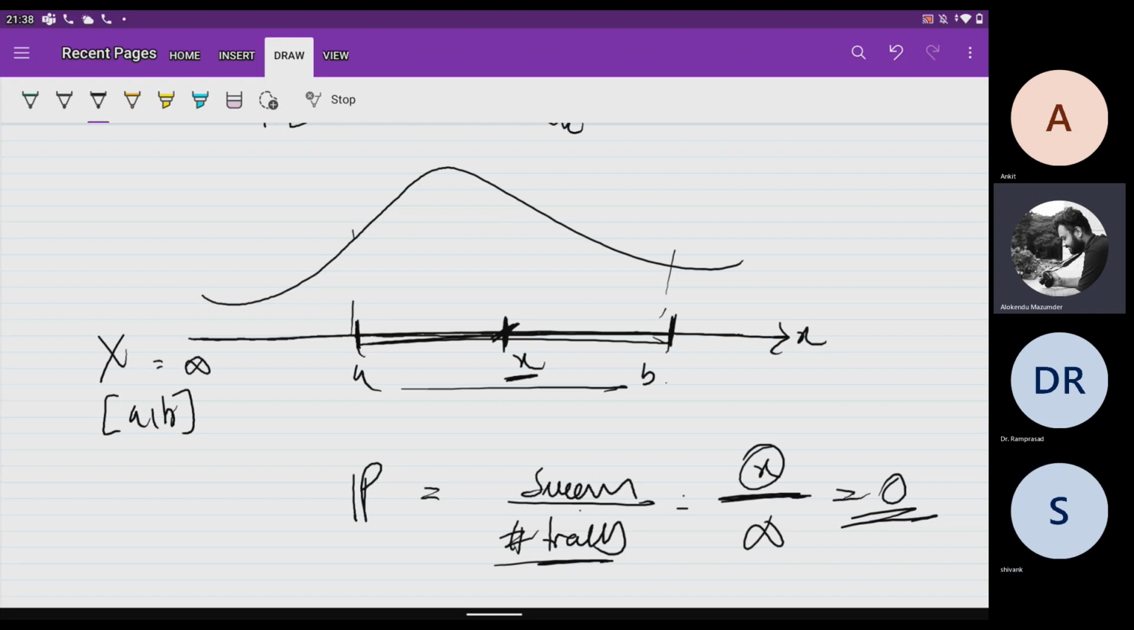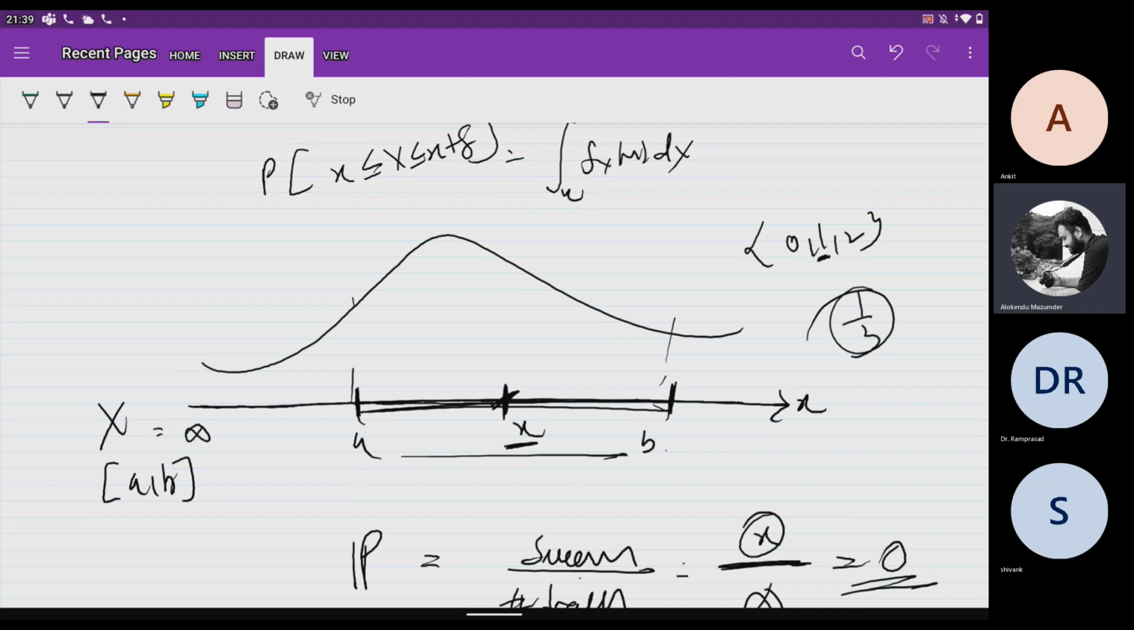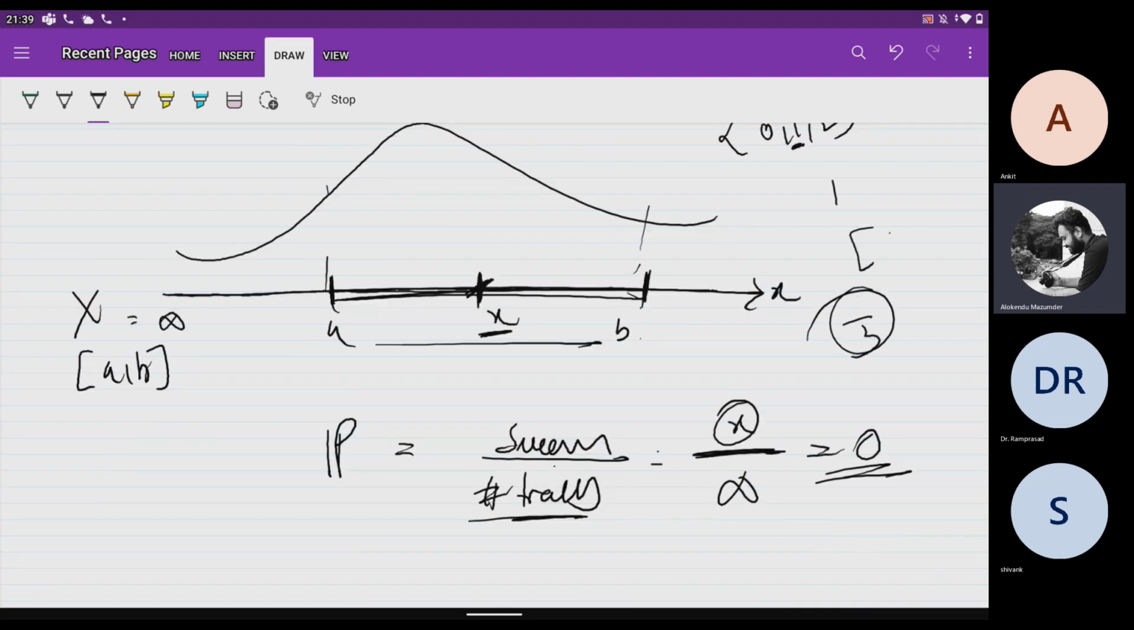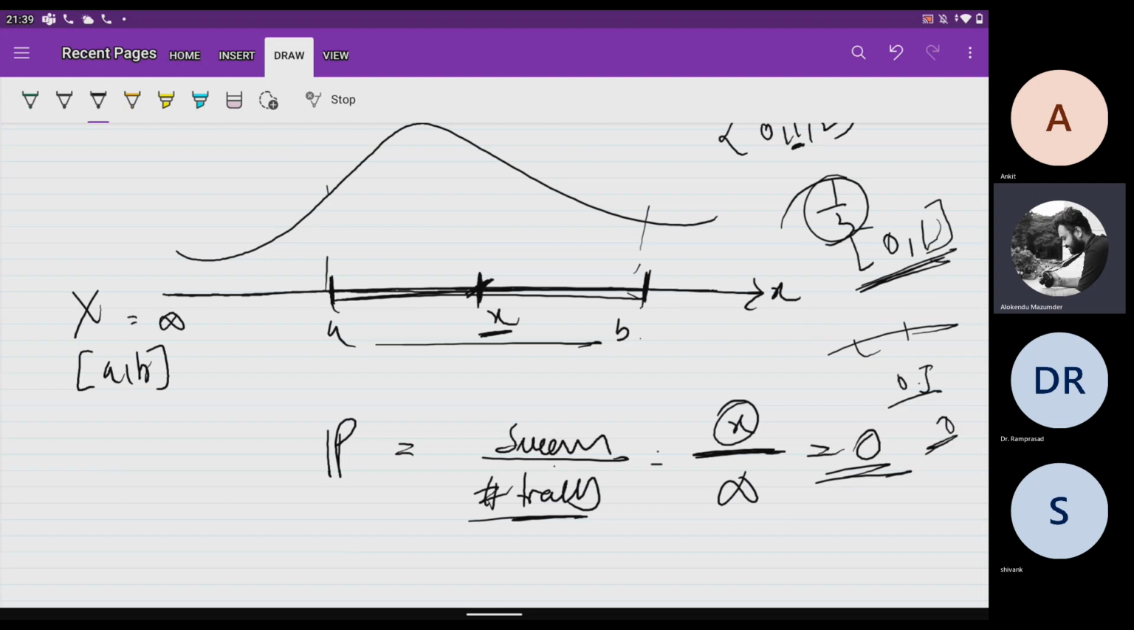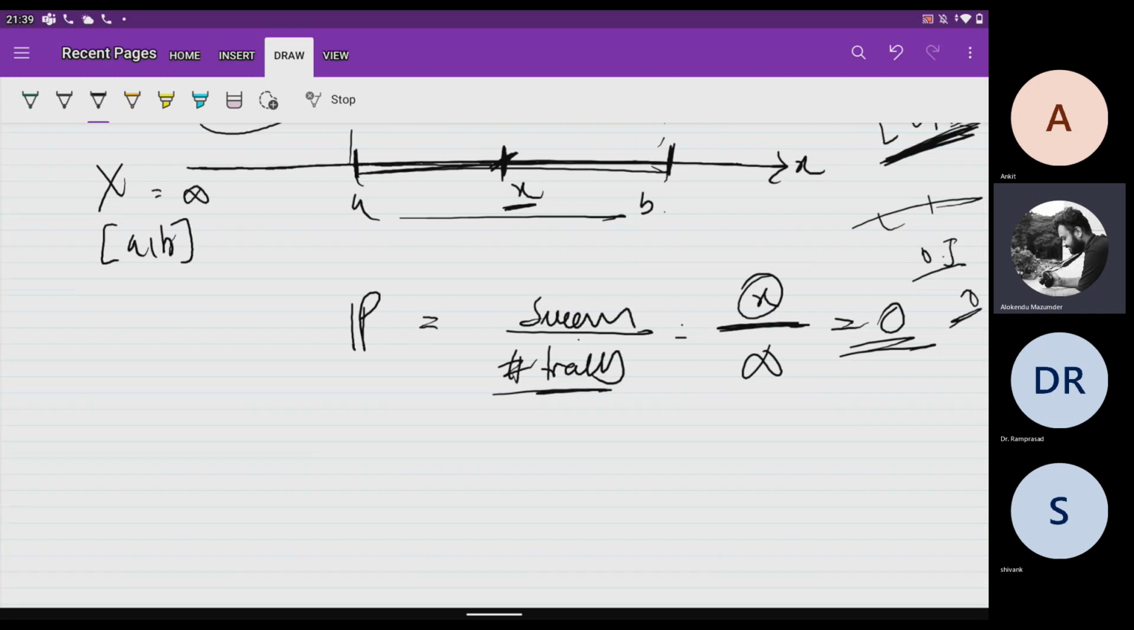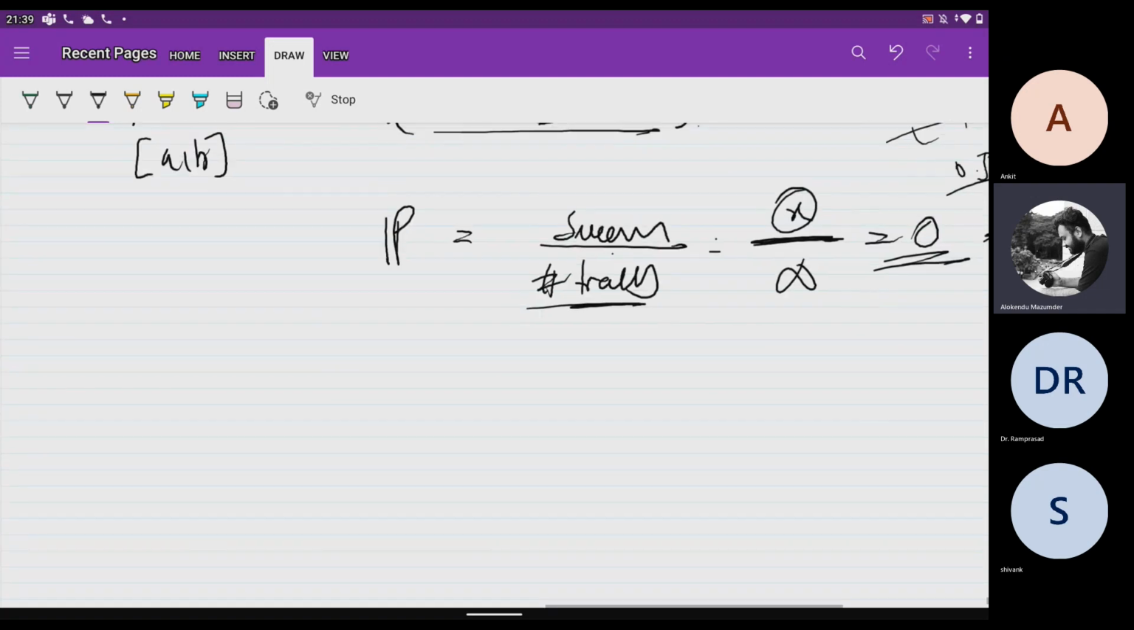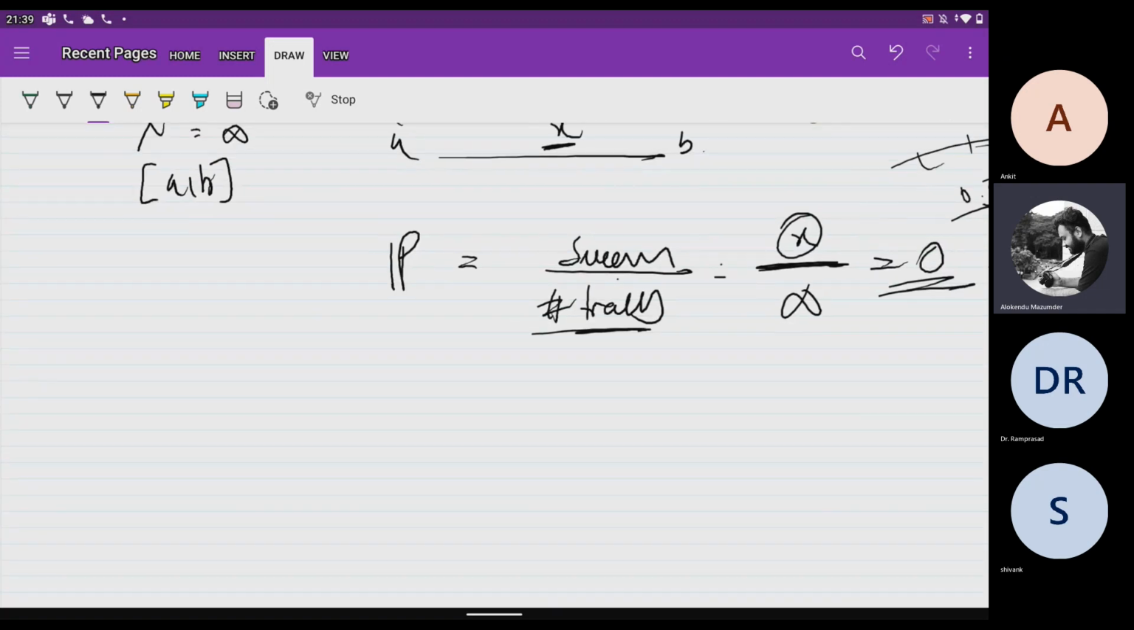See, for a discrete random variable 0, 1, 2, what is the probability of 1? It's basically 1 by 3, right? But for a continuous random variable, let's say 0 to 1, what will be the probability of 0.5? It will be 0 because we have an infinite number of points between 0 and 1. Okay. Everything clear so far? Yes.